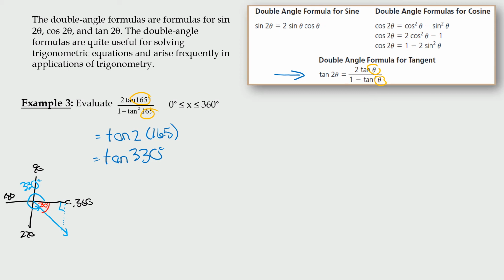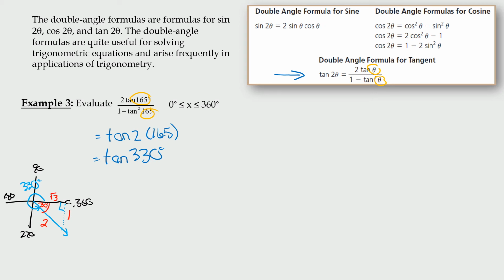I do have a special triangle, a reference triangle that has a 30-degree angle. Opposite the smallest angle is the smallest side, that's a 1. 90 is the largest angle, 2 is the largest side opposite that, and that leaves me with a root 3 right here.